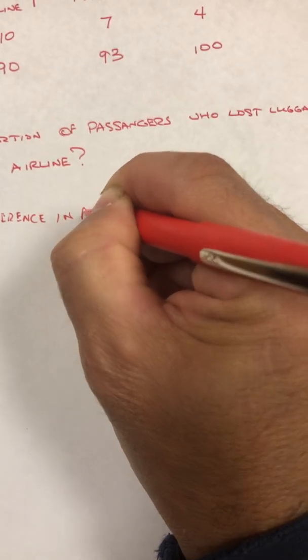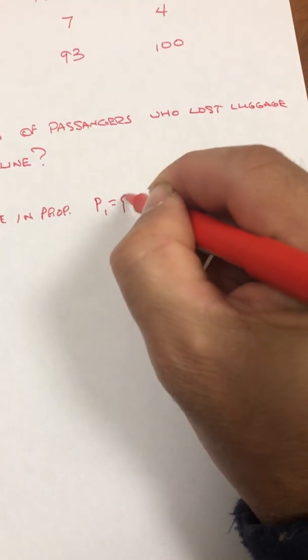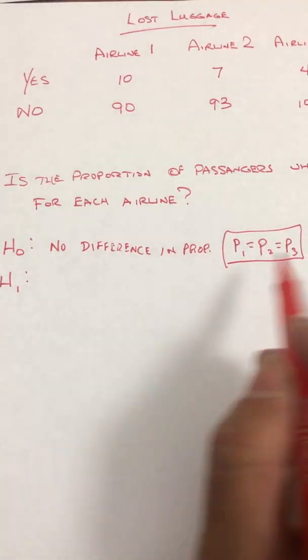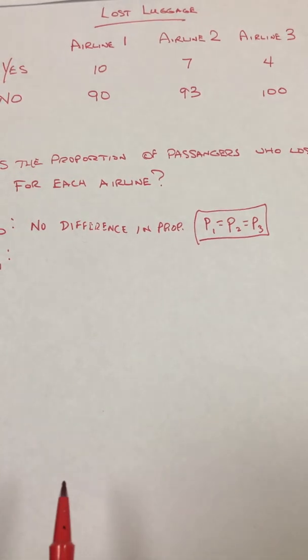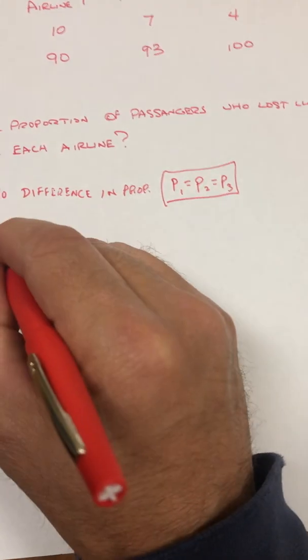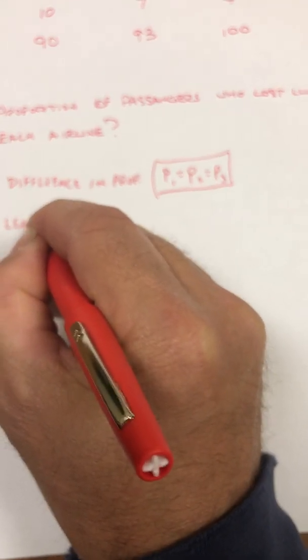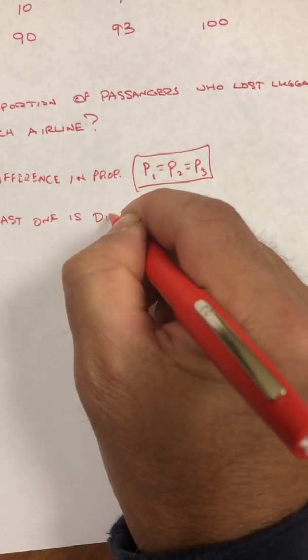in proportions. And sometimes this is also written that proportion number 1 is equal to proportion number 2 is equal to proportion number 3. That's a quick and simple way of saying this sentence without having to write the whole sentence. Remember, mathematicians are lazy people, they look for shortcuts. The alternative to this is that if there is no difference in the proportion, it's not that there is a difference, it's that at least one is different.